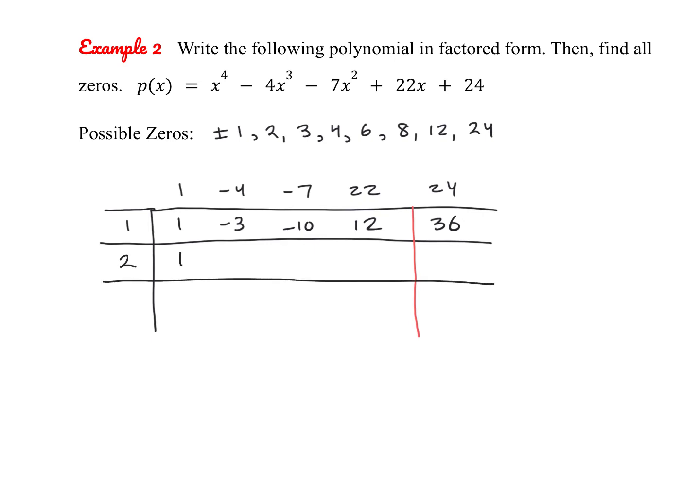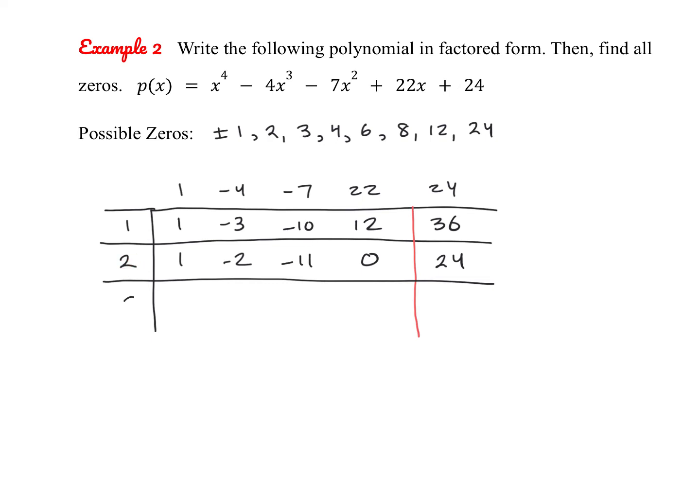So drop this down. 2 times 1 plus -4 is -2. 2 times -2 plus -7 is -11. Here we have -22 plus 22, which is 0. And then here we have 0 plus 24, which is 24. So 2 is not one of our solutions.